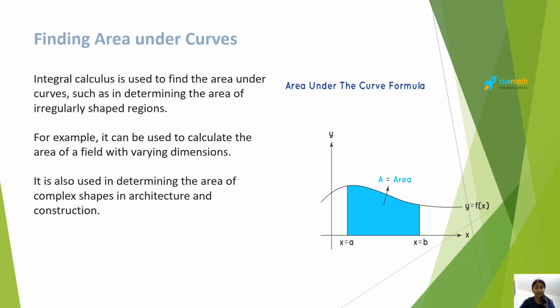Finding area under curves. Integral calculus is used to find the area under the curve, such as determining the area of irregularly shaped regions. For example, it can be used to calculate the area of a field with varying dimensions. It can also be used in determining the area of complex shapes in architecture as well as construction. The area under the curve formula is given here.